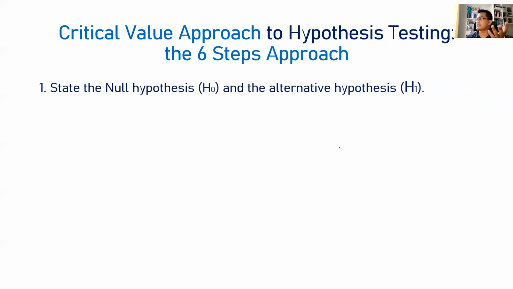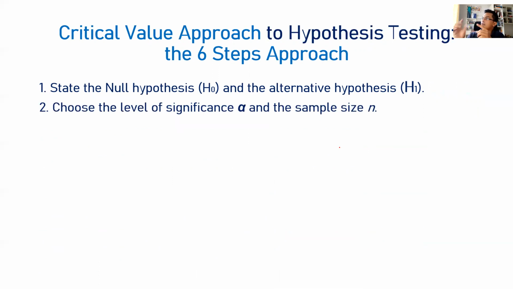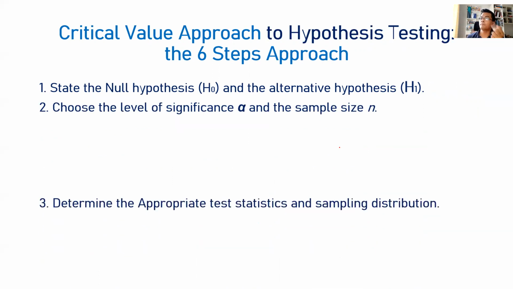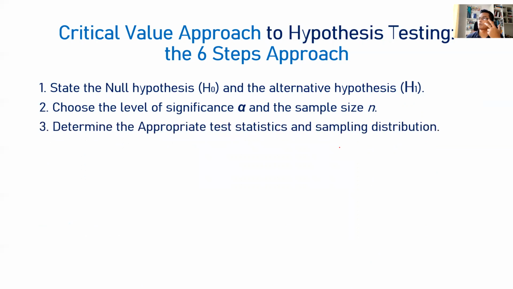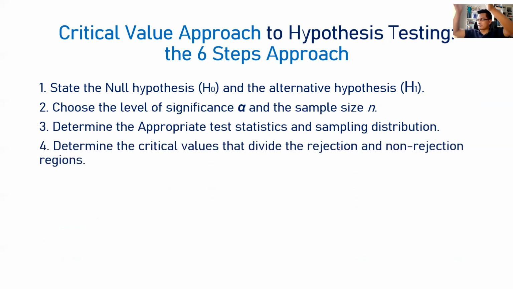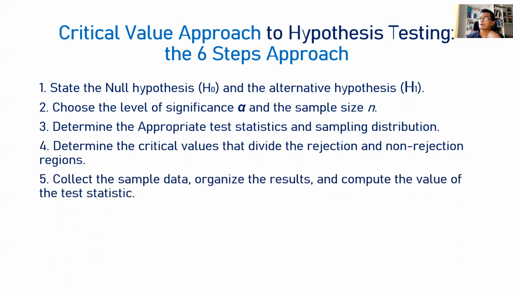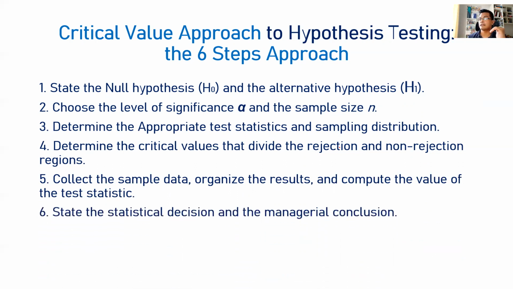The first one, of course, is stating the null hypothesis, then the alternative hypothesis. The second one is choosing the level of significance and the sample size. The third one is determining the appropriate test statistic and sampling distribution. The fourth one is determining the critical value that will divide the region of non-rejection and the region of rejection. And then the fifth one is organizing the data and computing the value of the test statistic. And then state the decision and the managerial conclusion.